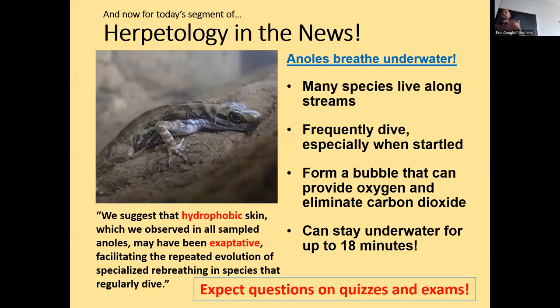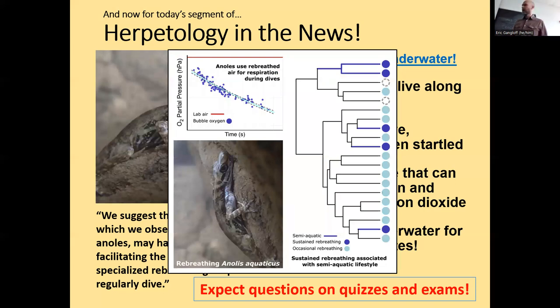So they had this hydrophobic skin already, which made it really easy to use this characteristic for another purpose than what it evolved for. What's cool about this study is that they found that it evolved independently in a number of anole lineages. So here's a phylogeny of anole species. It doesn't really matter which species are which.